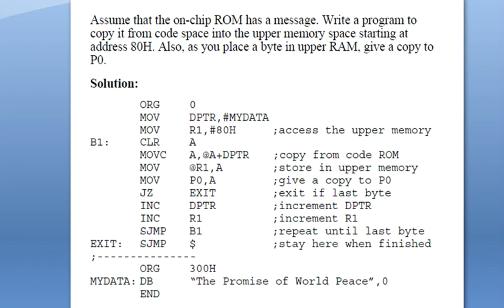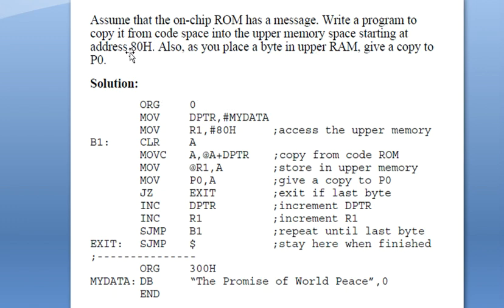So next we are going to see the next program. Assume that the on-chip ROM has a message. Write a program to copy it from the code space into the upper memory space starting at the address 80h. Also, as you place a byte in upper RAM, give a copy to P0. So we are going to see how this program is done. You need to copy from the code space to the upper memory space.